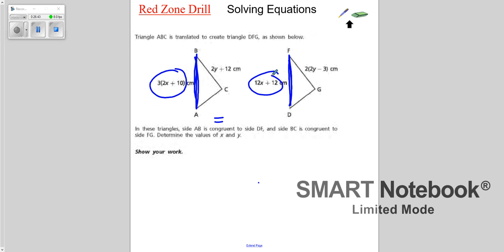Then the next sentence says that side BC is congruent to FG. So I'm going to take this and set it equal to that, completely separately, two separate equations. So now I'm going to write those equations and solve it. So pause the video, do it on your own, then unpause it.